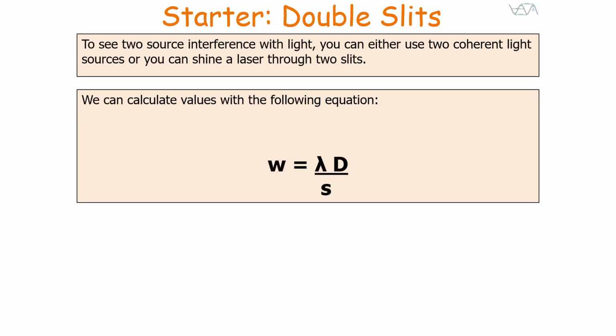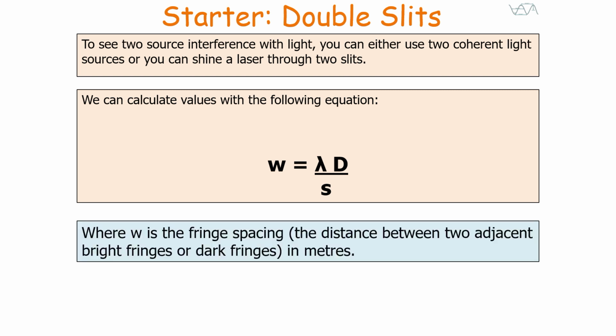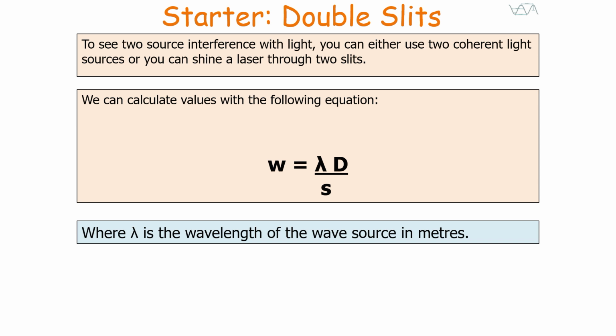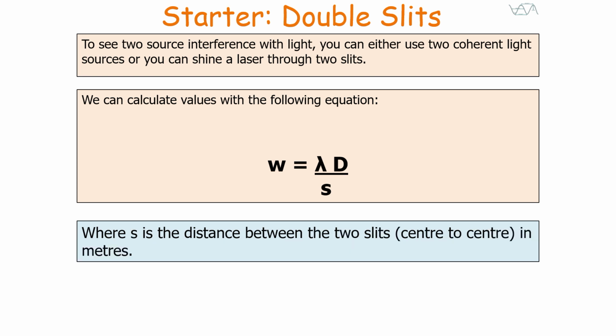So this allows us to calculate values for the Young double slit experiment, where W is the fringe spacing, the distance between two adjacent bright or dark fringes on the screen in meters. Lambda is the wavelength of the wave source in meters. D is the distance between the slit and the screen in meters, and S is the distance between two slits centre to centre in meters.